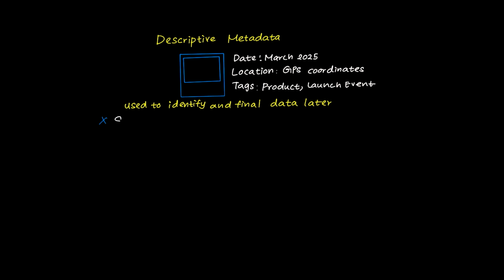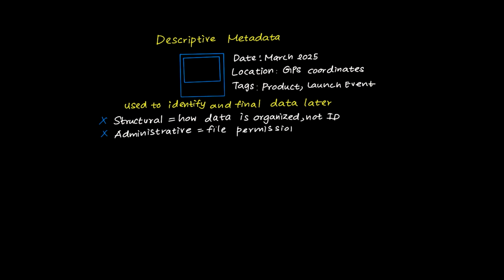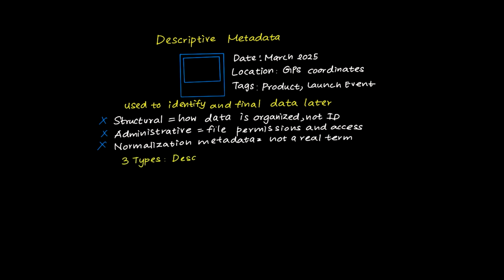Structural metadata tells you how data is organized and whether it belongs to one or more collections. That's about organization, not identification. Administrative metadata covers the technical source, file permissions, who can access or edit, and system details. The question is about finding and identifying content, not managing access rights. Normalization metadata isn't a real term. The three standard types are descriptive, structural, and administrative.